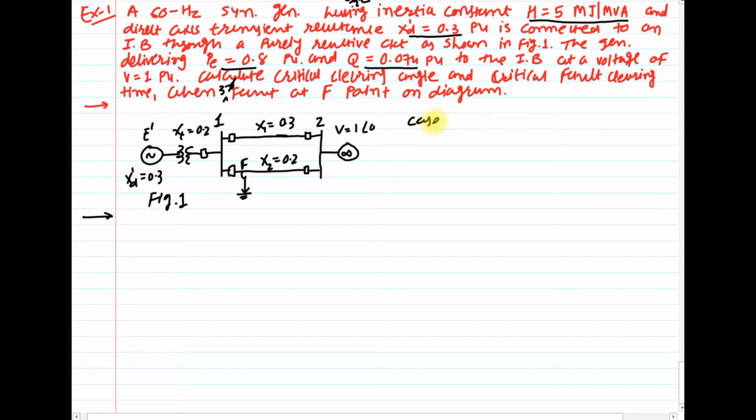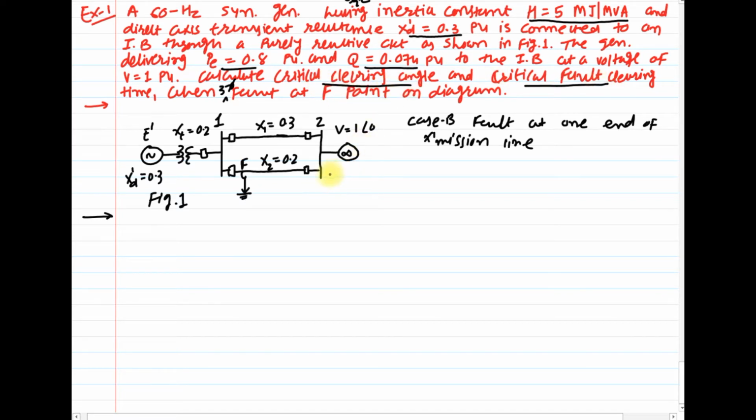If you wish, you can write: consider the case B, fault or short circuit at one end of the transmission line. Clear? So for this case we have to calculate the critical clearing angle and critical clearing time.